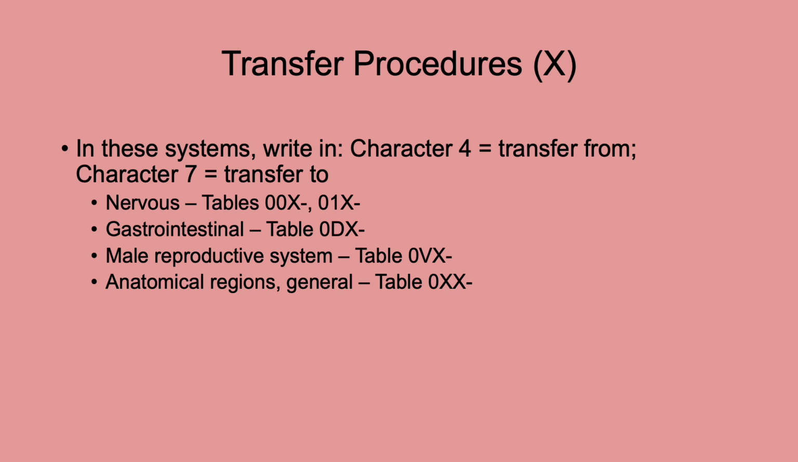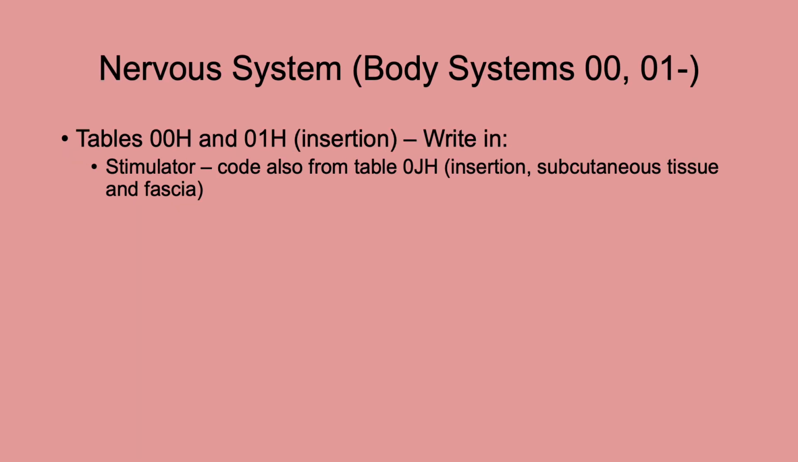Again, you may know this already. If not, it's not a bad idea to write in a reminder. So this is nervous, tables 00X and 01X, gastrointestinal, male reproductive, and anatomical regions. So those are the general bypass and transfer notes, general for all of the different body systems. I also have some notes you can make for specific body systems.